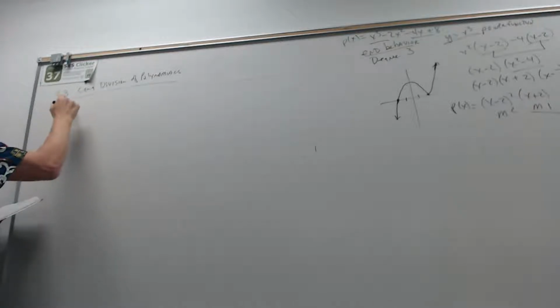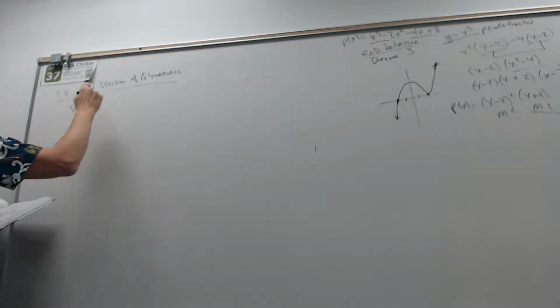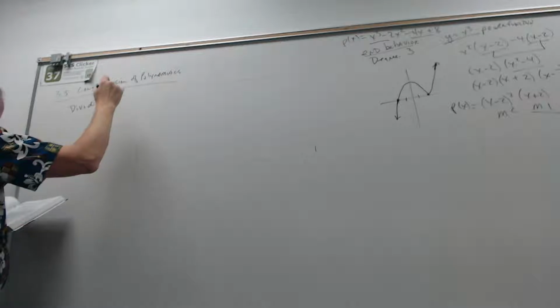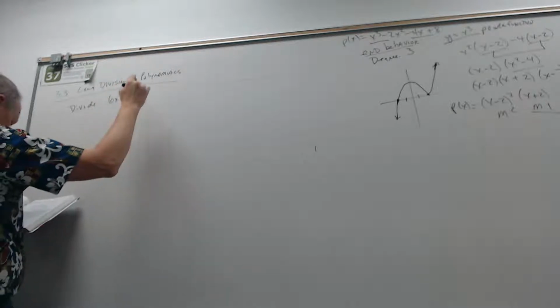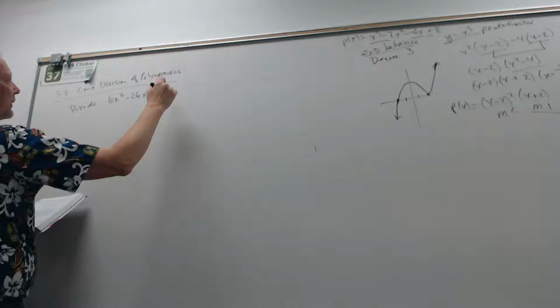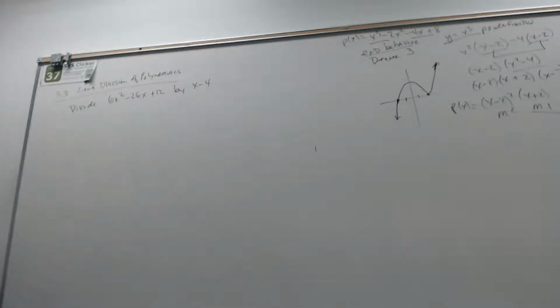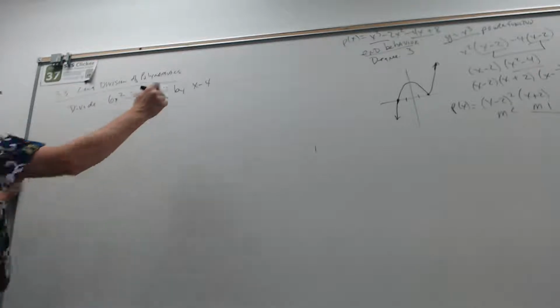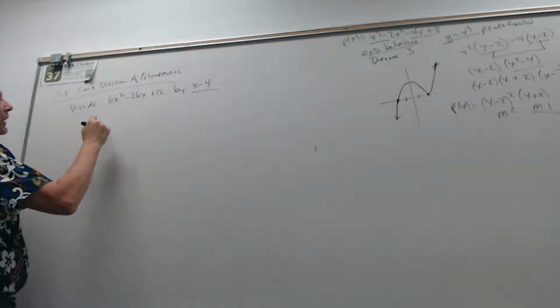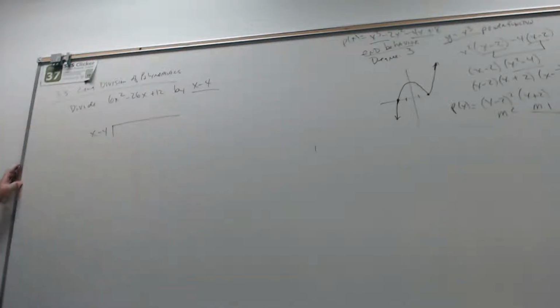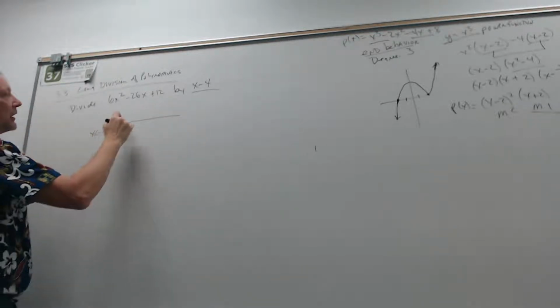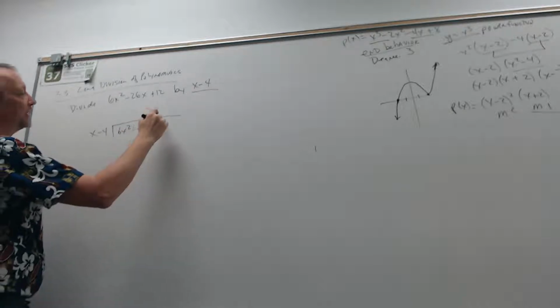So I want you to divide 6x squared minus 26x plus 12 by x minus 4. Okay? Now, here's how I want you to do this. So when I give you this on the quiz tomorrow, this is exactly what I want you to do. So I'm going to take your x minus 4, and I want you to do a division sign, and then I'm going to do 6x squared minus 26x plus 12.